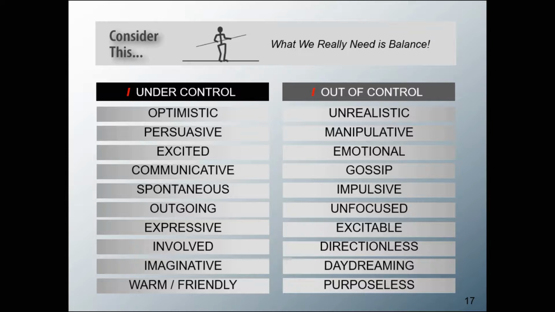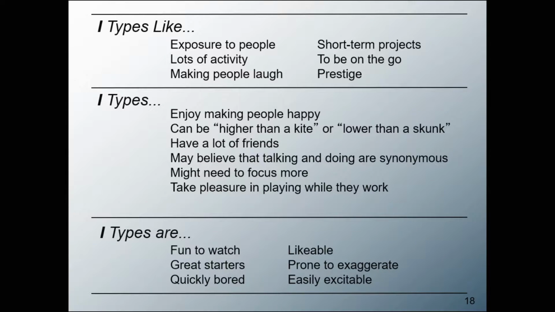I-type personality, what they like to be with people. They like to have a lot of activities. They like to make people laugh. They like to inspire people. They like to be on the go. They like prestige, and they like short-term projects. They don't like to be in a project where it's eternal, like it doesn't stop. Okay, they like to start, and at some point they like to finish quickly. So we're going to give them short-term projects.